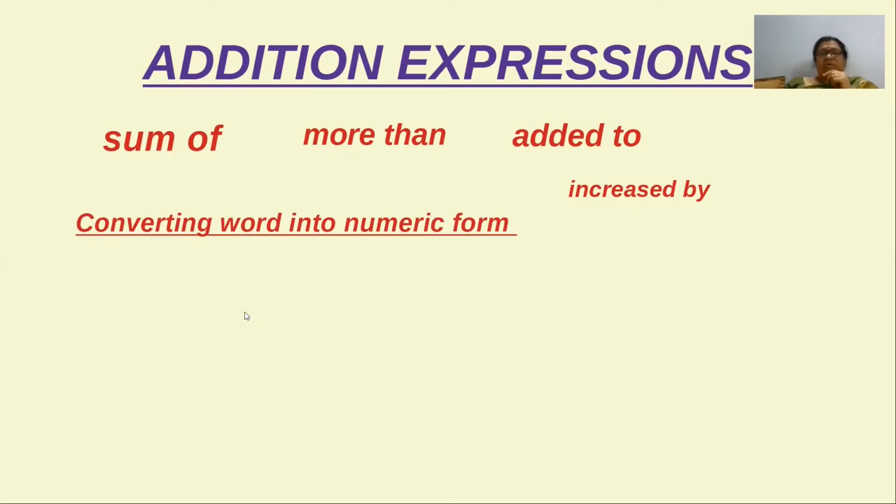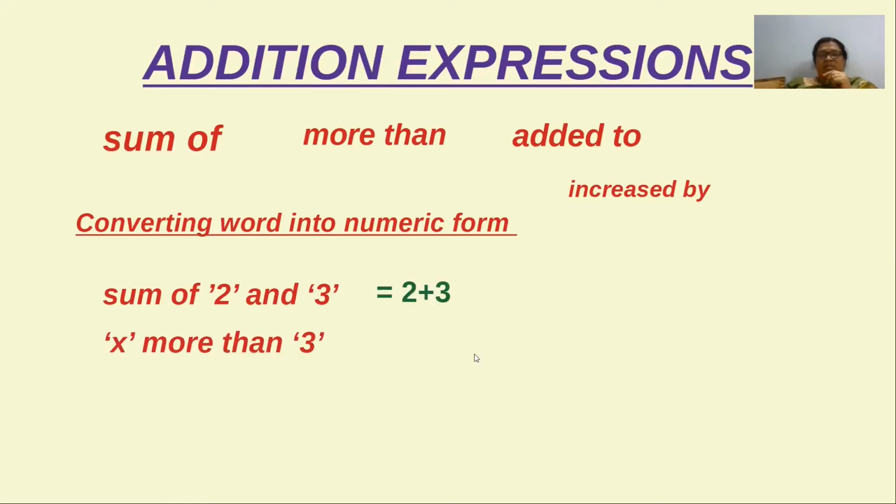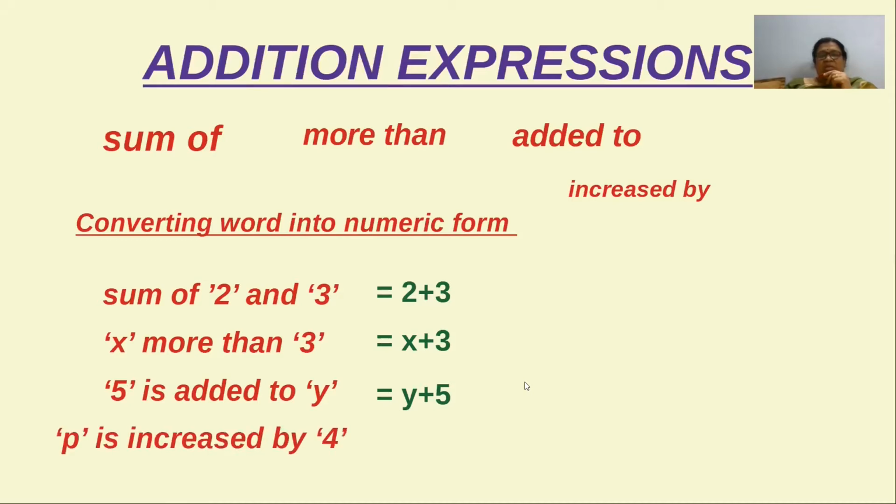So converting a word into a numerical form, sum of 2 and 3 we can write as 2 plus 3, and x is more than 3, we can write as x plus 3. 5 is added to y can be written as y plus 5. P is increased by 4 can be written as p plus 4.